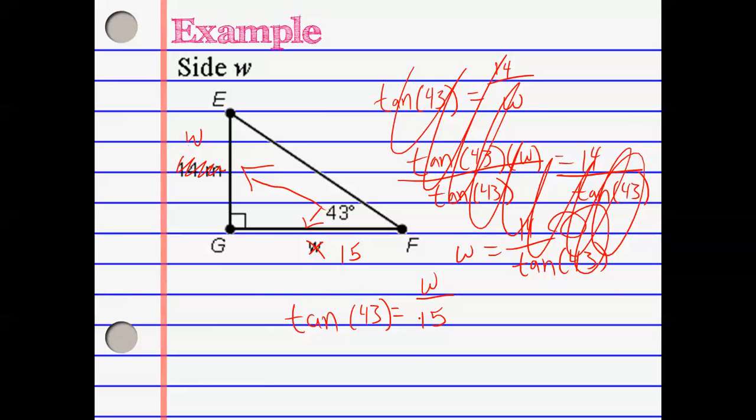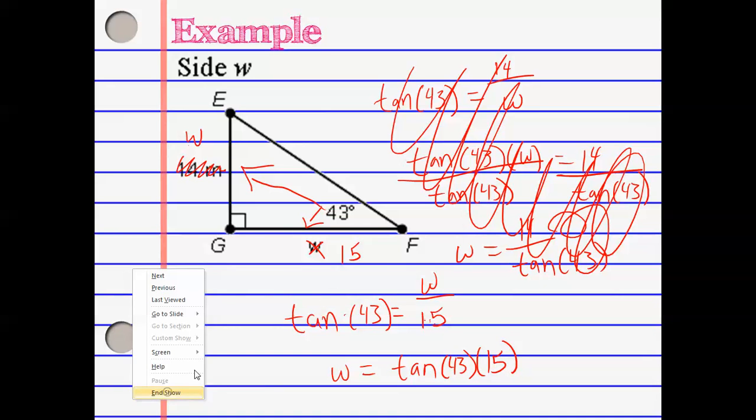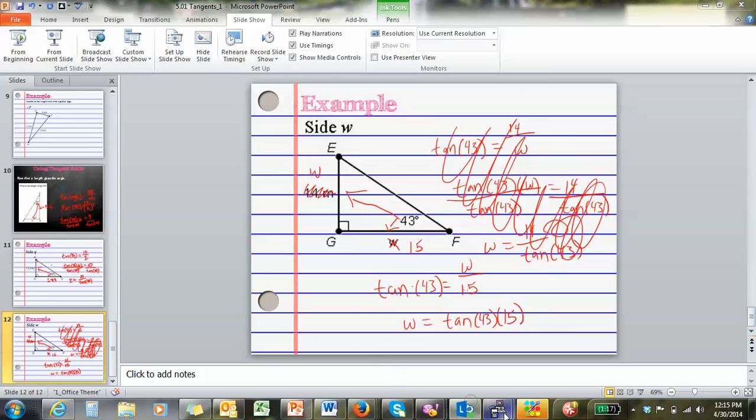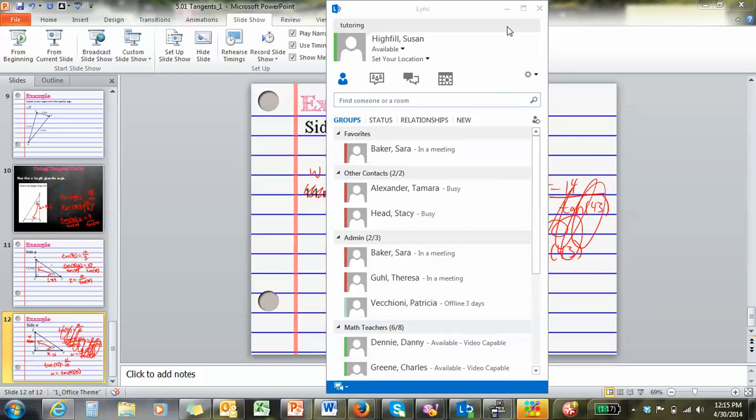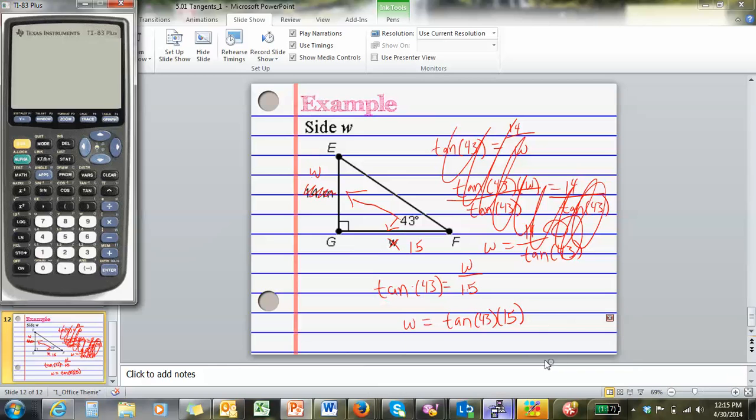So then what we would do here, since W is being divided by 15, all we have to do is multiply both sides by 15. So actually W for this one is going to equal tangent 43 times 15. And then that's all you would do to put it in your calculator: you would say tangent, and then the parentheses, this has to be 43 because you're saying the tangent of 43, and then you're going to multiply that times 15.